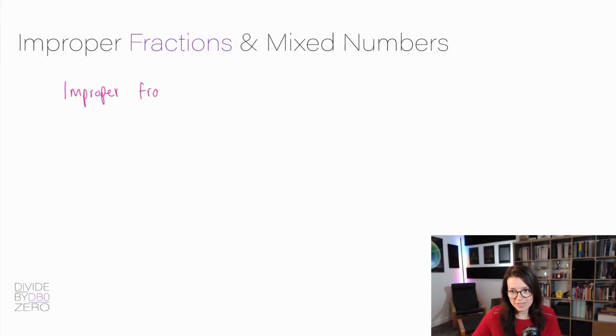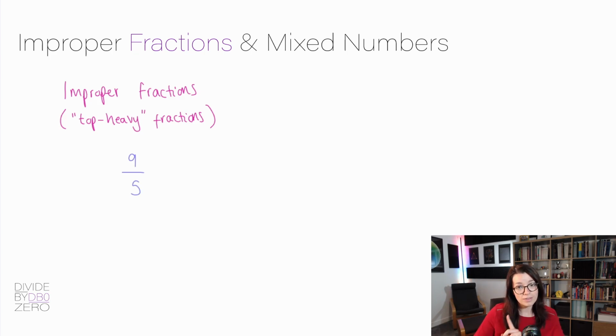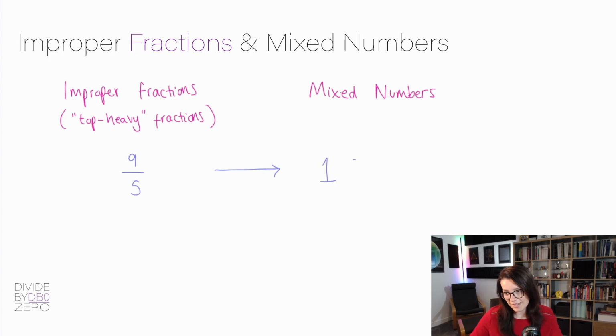The next idea, really important, improper fractions and mixed numbers. Improper fractions are sometimes called top-heavy fractions. These are fractions like 9/5, for example, or 9 over 5, where the numerator is bigger than the denominator. We need to know how to change that into what's called a mixed number. Those are the ones that look something like this. So big 1 and 4/5. These two are the same as each other.